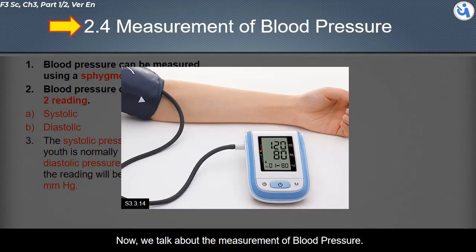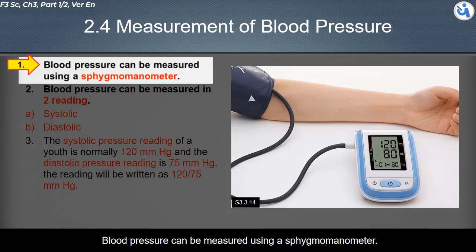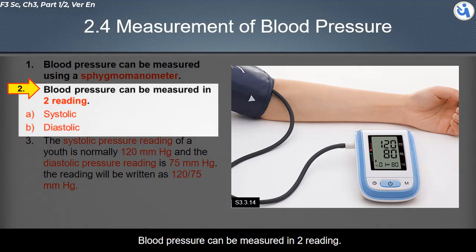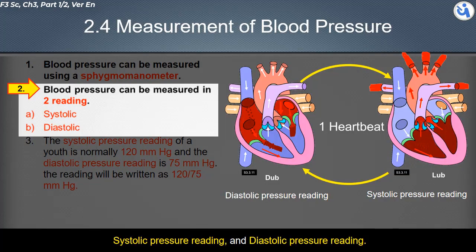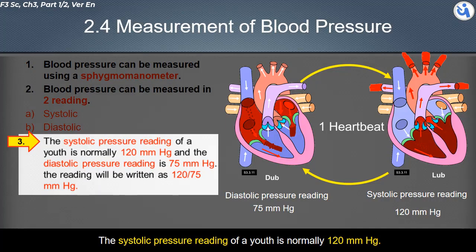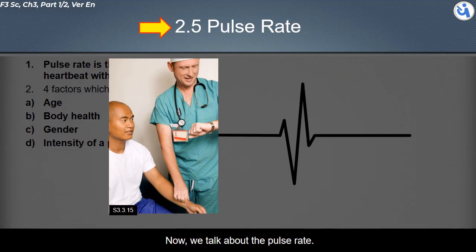Now, we talk about the measurement of blood pressure. Blood pressure can be measured using a sphygmomanometer. Blood pressure can be measured in two readings: systolic pressure reading and diastolic pressure reading. The systolic pressure reading of a youth is normally 120 mm Hg, and the diastolic pressure reading is 75 mm Hg. The reading will be written as 120/75 mm Hg.